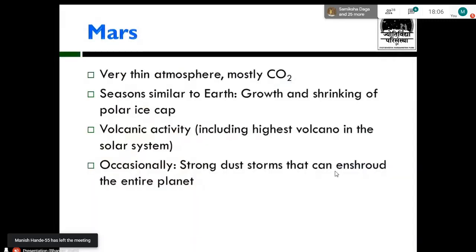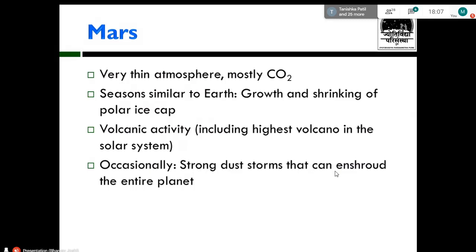Yeah, so Mars has a very thin atmosphere, and Mars is so small that it's the second smallest planet in our solar system. The first is Mercury, and the diameter of Mars is almost equal to the width of Africa. So that is how small Mars is, and the entire surface area of Mars is equal to the total area of all the continents on Earth.